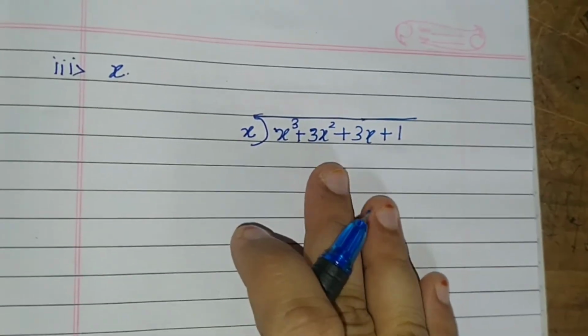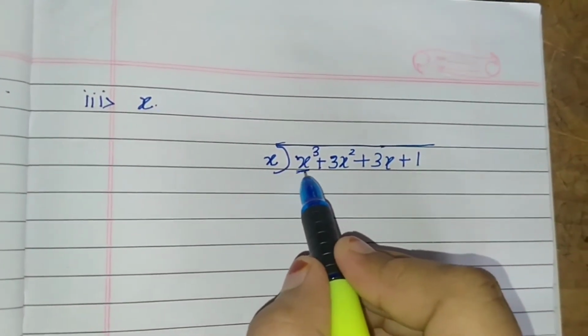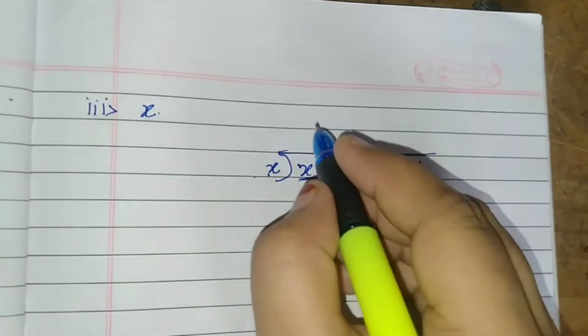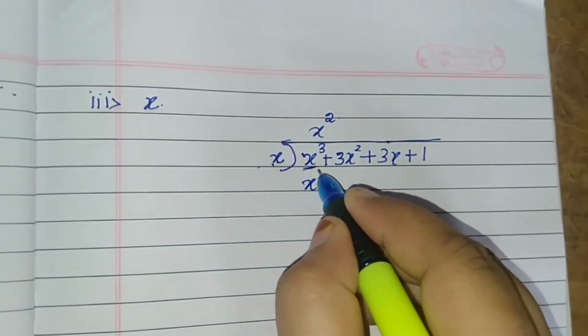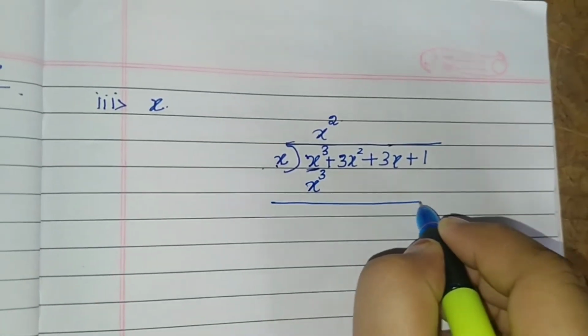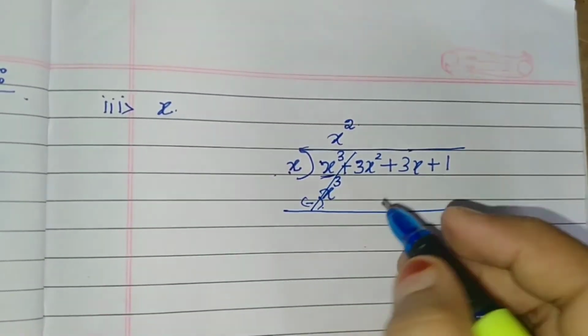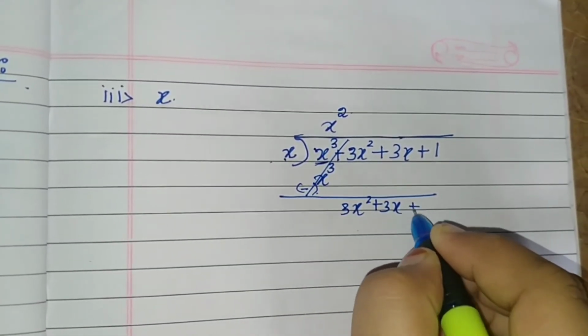So now what you have to do over here? Again the same procedure you have to follow. The first term of the dividend divided by the first term of the divisor. x cube by x is nothing but x square. So x square into x is nothing but again x cube. So change the sign, cancel it, take it down. 3x square plus 3x plus 1.